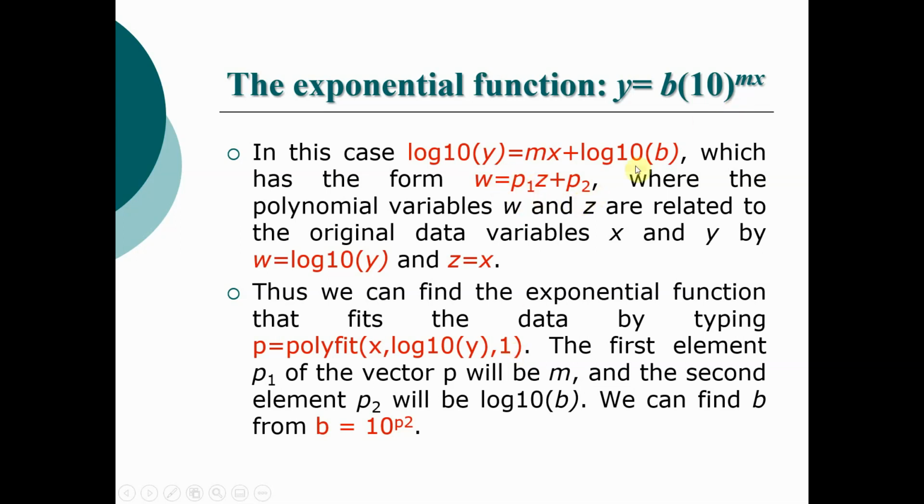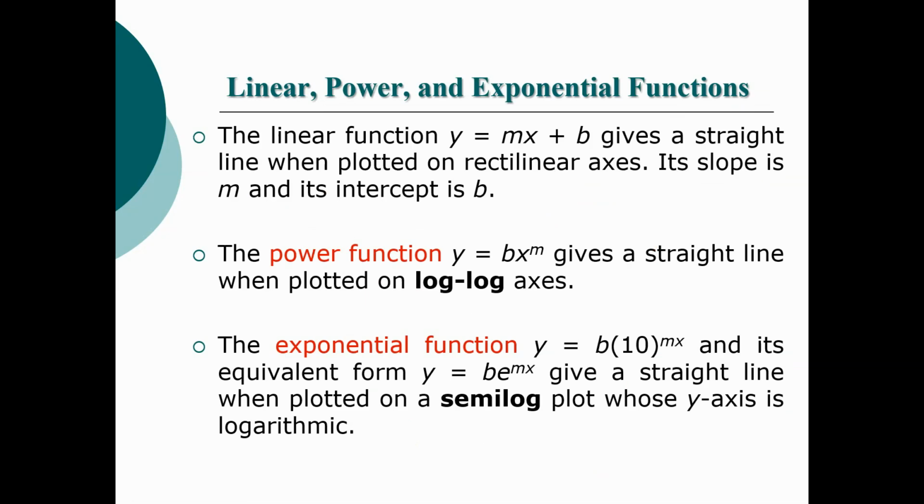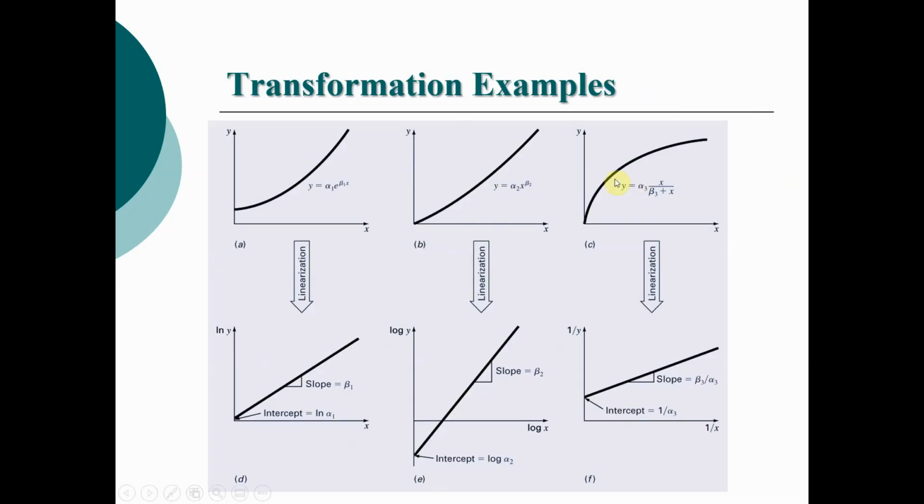The P1 is the same as the M that you were looking for, and P2 is log 10 of the B that you were looking for. So you can find B using this formula, right? The same thing is going to apply if we have the saturation growth curve, right?